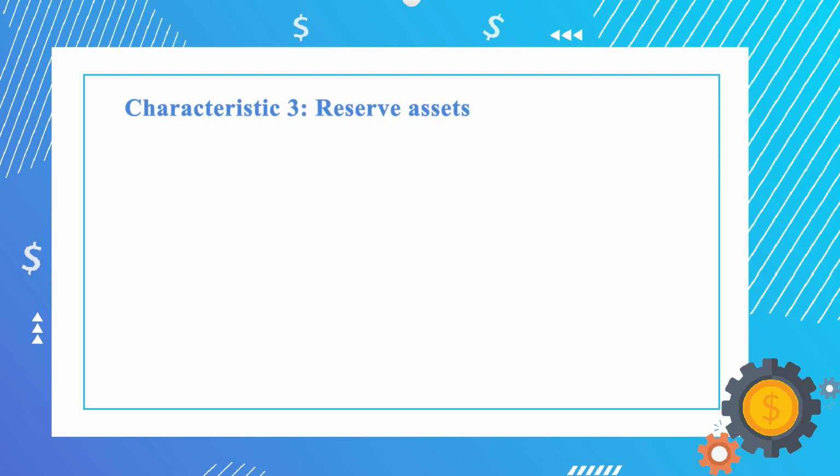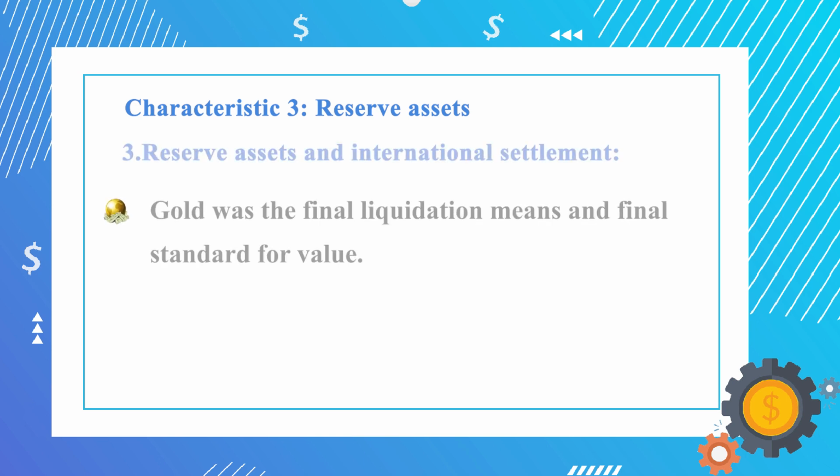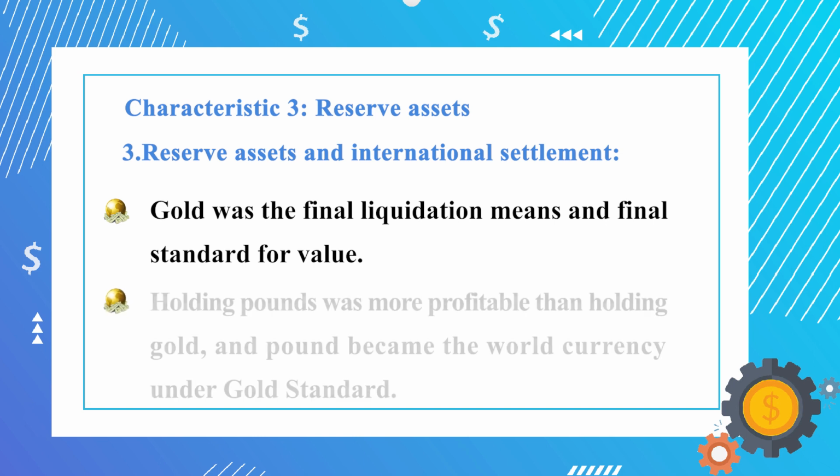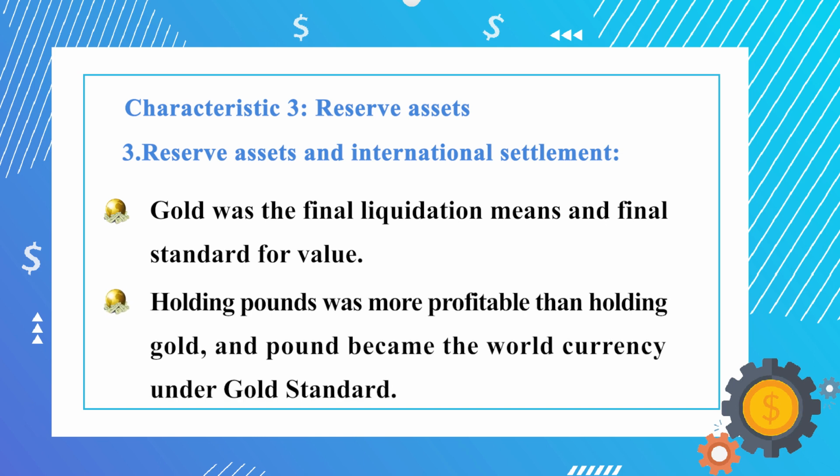Characteristic 3, from the aspect of reserve assets. Under the gold standard, gold was the final liquidation means and final standard of value. Holding pounds was more profitable than holding gold, since there was interest from holding pounds, but there was a cost when holding gold. The pound became the world currency under the gold standard.